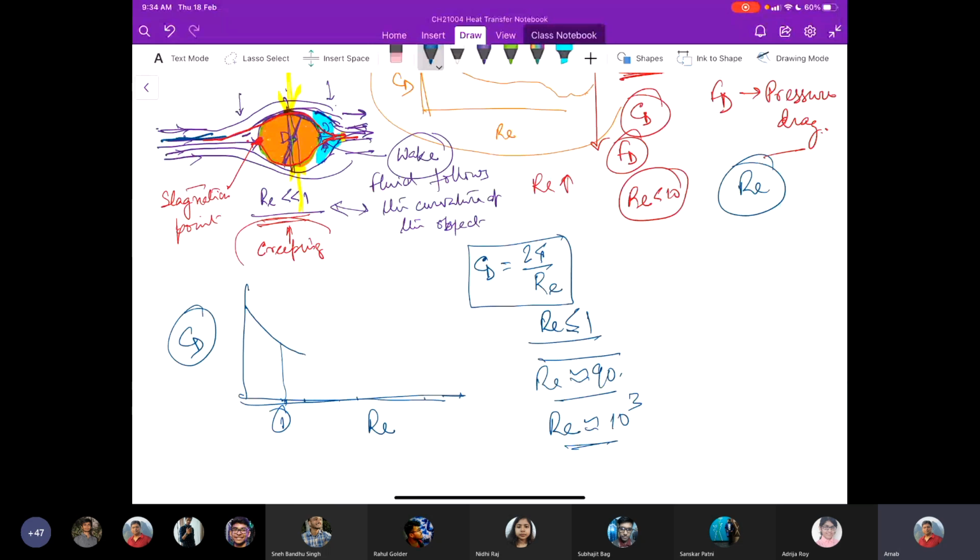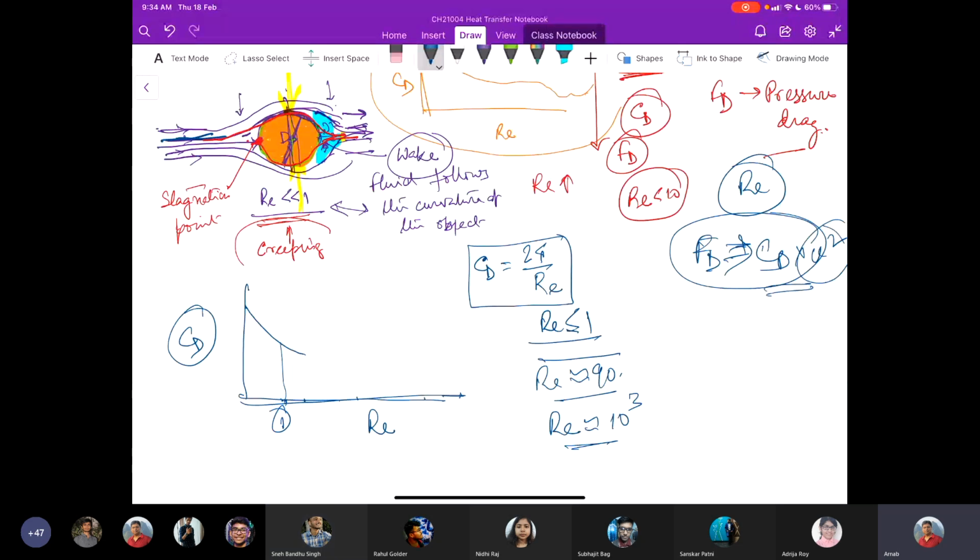So what is the relation between FD and CD? Do you remember? FD divided by half rho V square into A is equal to CD. Okay, so that means FD is equal to CD multiplied by V square. Agreed? Now this compensates the increase in the drag.